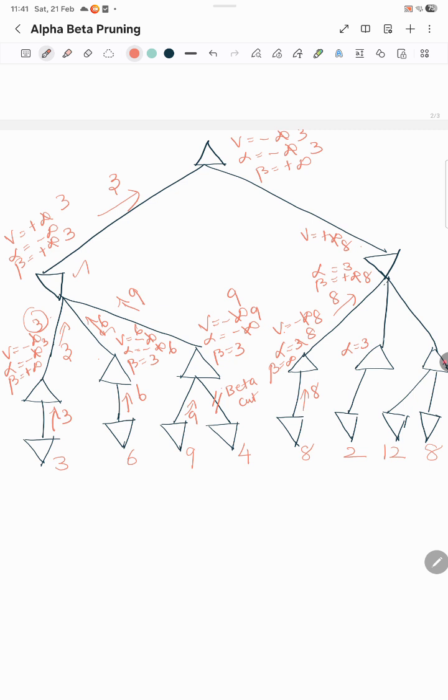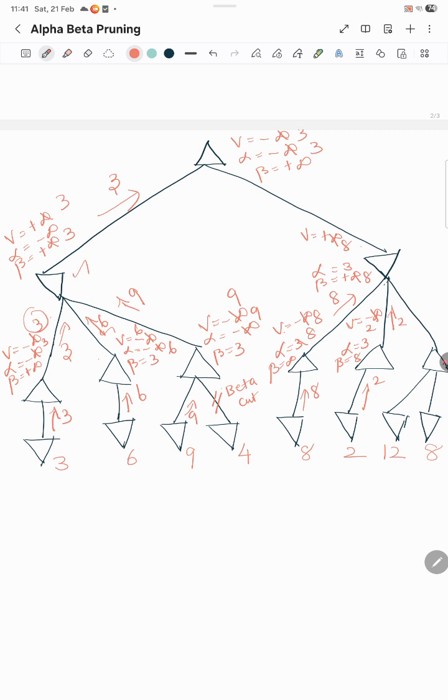So now here 2 you are propagating. What is v here? V is minus infinity, alpha is 3, and what is beta here? Beta is 8, because here beta is updated, so children also get updated. So for max node you have to update v and alpha. Here 3 is greater than 2, so you are not updating alpha, only v you are updating with 2. Okay, and you are propagating this 2 value.